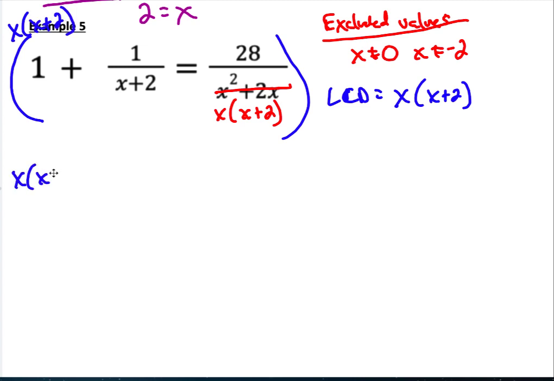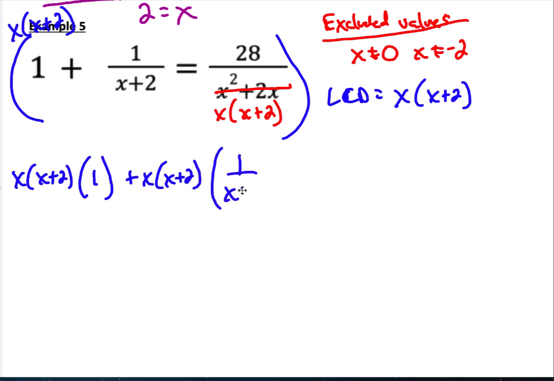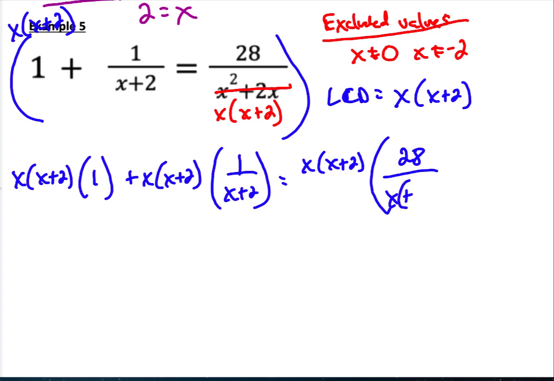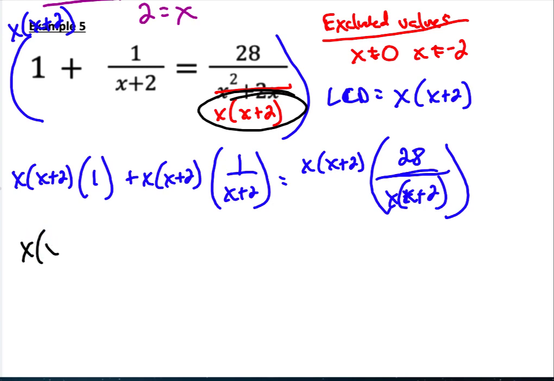So I'm going to do x times x plus 2 times 1, and then x times x plus 2 times 1 over x plus 2. And then x times x plus 2 times 28 over x times x plus 2. Leave that denominator in factored form, because we want to see which of those pieces we can divide out. Well, in the first term, I'm just multiplying by 1, so I get x times x plus 2. Here I can divide out an x plus 2, and I'm left with x. And in my last term, I can divide out an x plus 2 and an x from numerator and denominator. I'm left with 28.